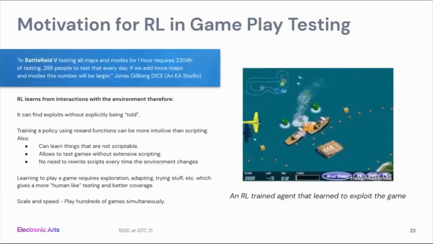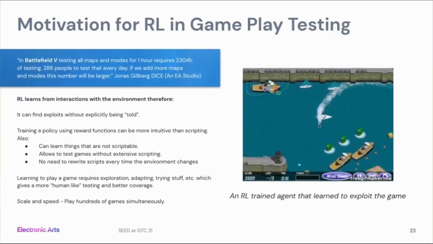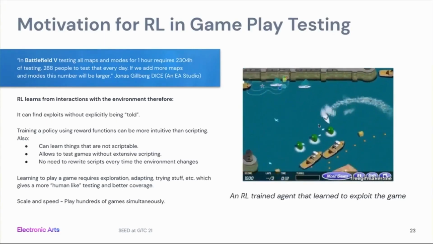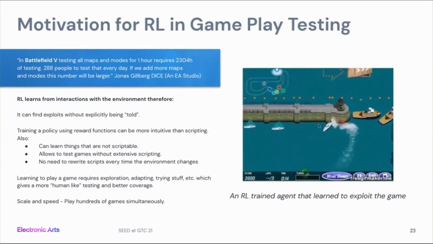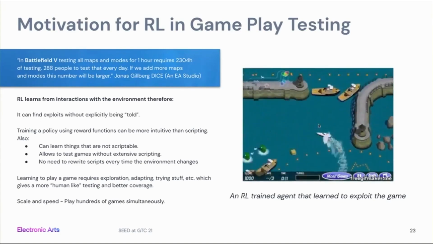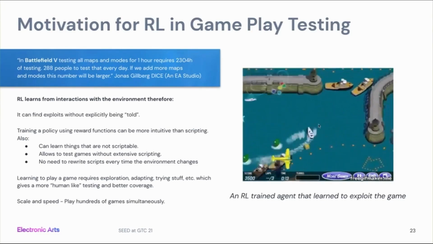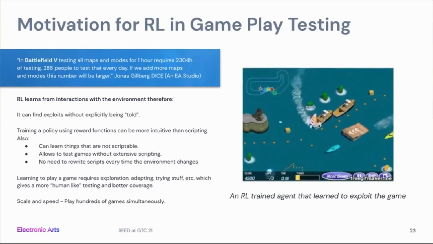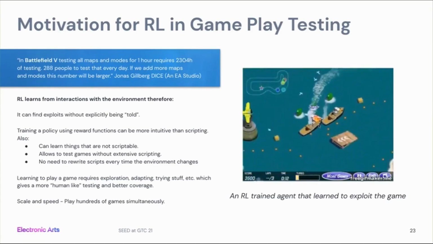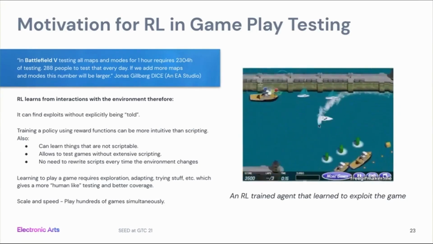It also allows us to test games without having to script, and this is really useful because not everyone at EA can script. We have a lot of other kinds of talents, and scripting is maybe not something that everyone knows. So if you want other people to be able to test games, this could be a really nice way of introducing them. It also means we don't have to rewrite scripts. If we change something in the environment, we just need to retrain, and that's much cheaper than having to rewrite every time, because then you have to bring in a human every time.